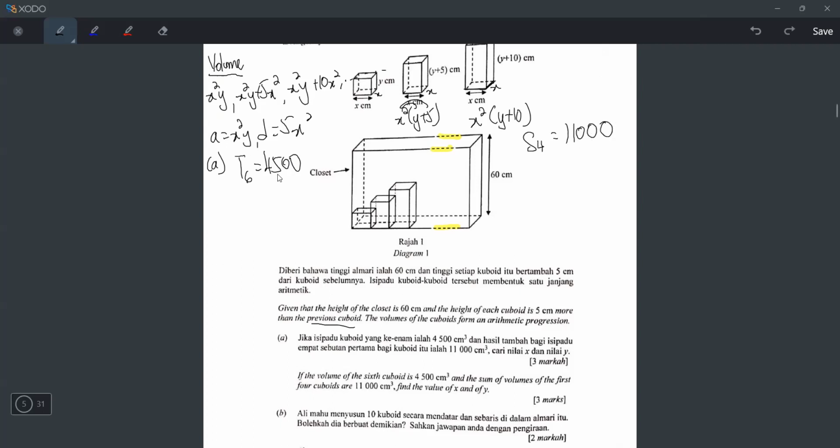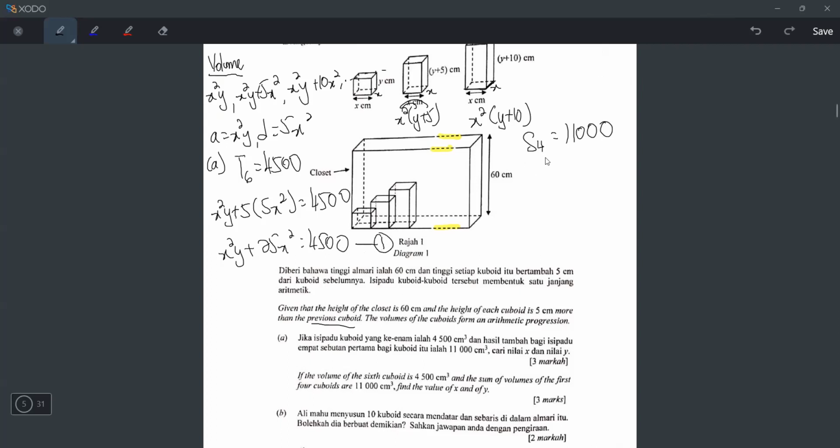So my working will be like this. T6. So what's the formula for Tn? It will be a plus (n minus 1)d. So the a will be x squared y, plus n minus 1, which is 5, and then d will be 5x squared, equals 4,500. And I can form an equation here: x squared y plus 25x squared equals 4,500. Did I do it correctly? Yes. I think there's nothing much I can do here because there are two unknowns and I'm just stuck here, but it's okay. I can do simultaneous equations later.